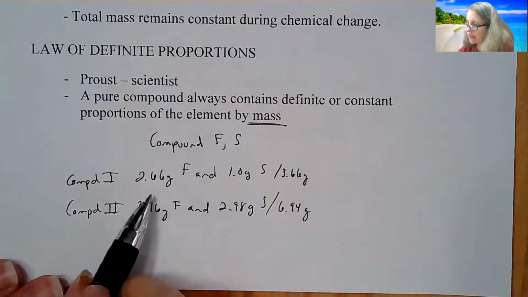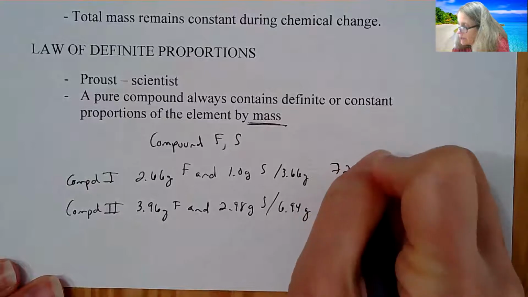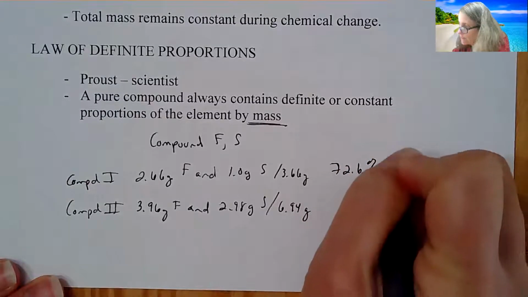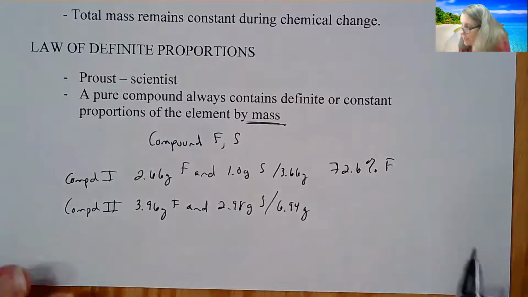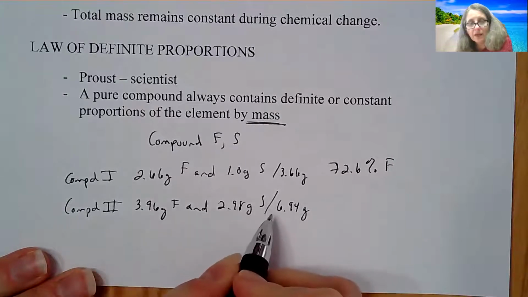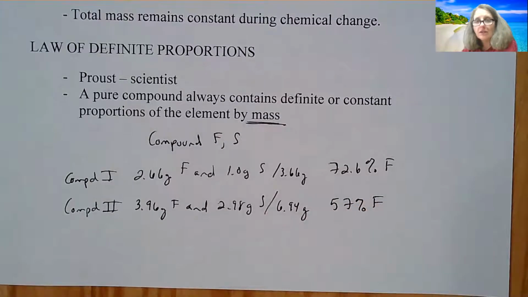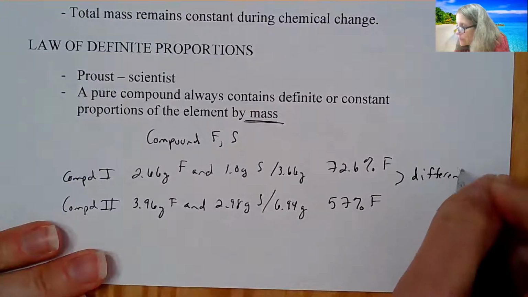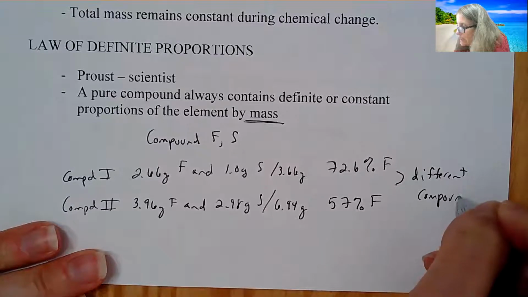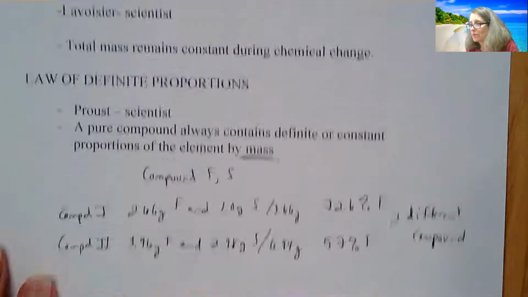If I take 2.66 and divide it by 3.66, I will get around 72.6% fluorine in that first compound. If compound 2 was supposedly the same compound, it should have the same amount of fluorine. But if I take 3.96 and divide it by 6.94, you're probably already guessing, it does not come out to be 72, it's around 57. Because of that, these have to be different compounds that we are looking at. That is true of every compound that we know, that it has a definite proportion in terms of the elements.